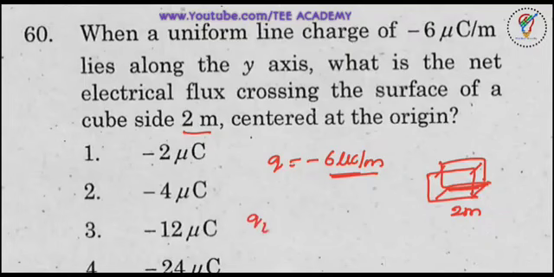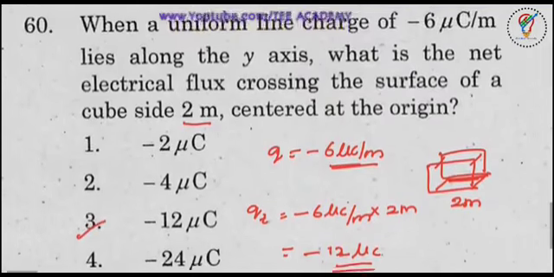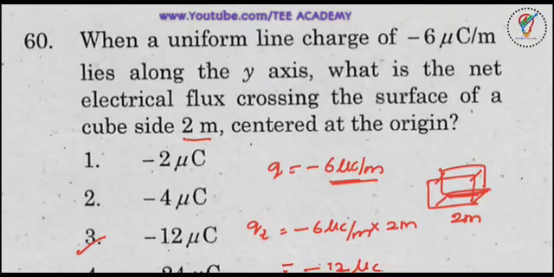So Qt is equal to minus 6 microcoulomb per meter into the length, which is 2 meters. So finally it is minus 12 microcoulomb. So the answer is 3. A similar kind of problem we solved in the UPPCL AE paper. If you want, you can review that video from my channel. Similar kinds of problems we solved in that exam also.